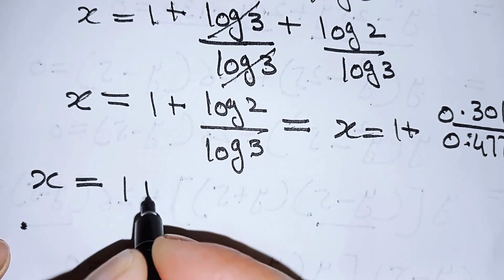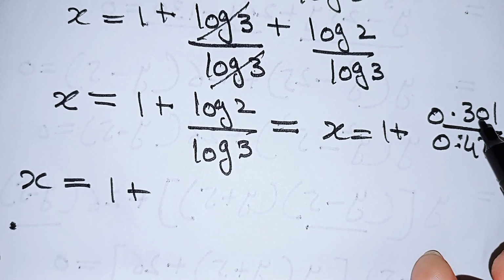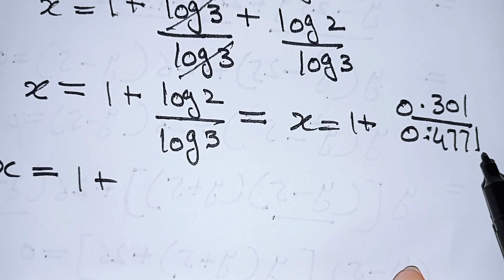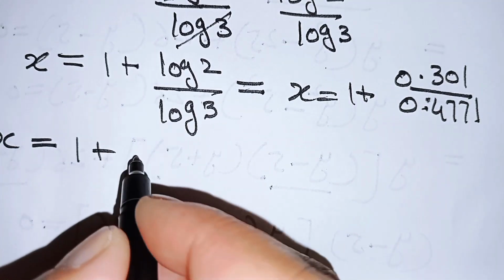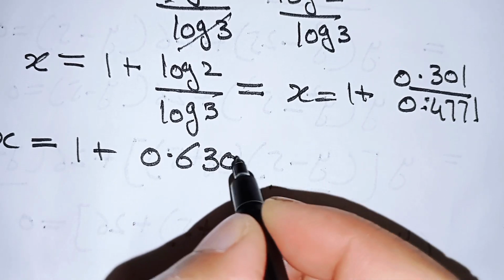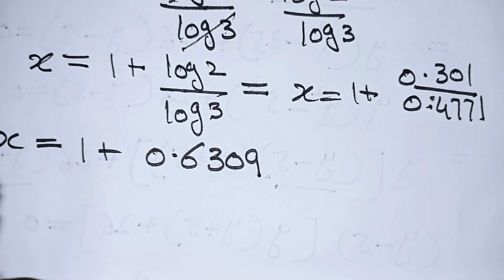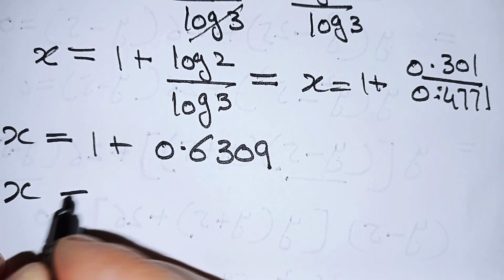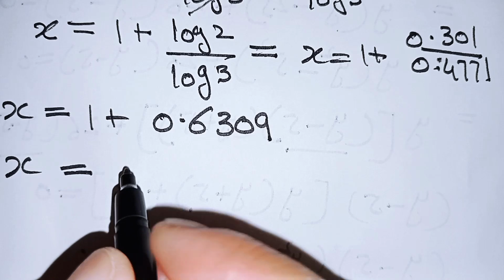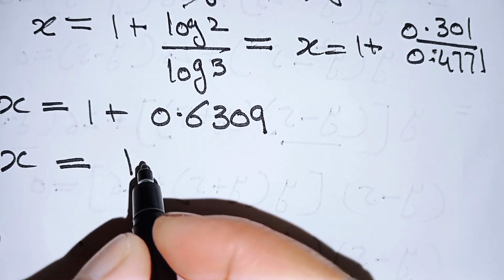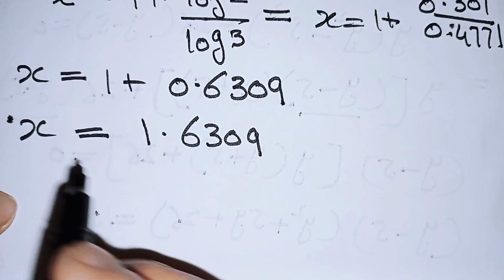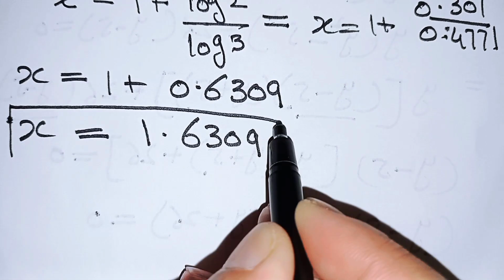And now here the solution of 0.301 over 0.4771 is 0.6309, so x is equal to 1 plus 0.6309, which is equal to 1.6309, and here it is the value of x.